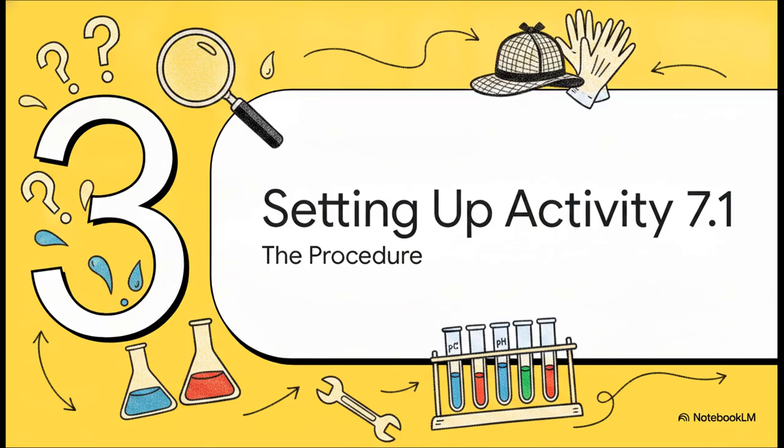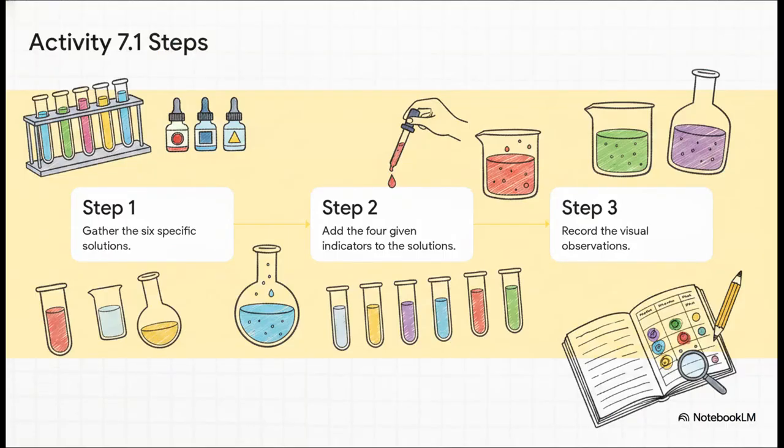Let's look at the actual procedure. If we distill that dense paragraph of instructions from page 195, we get these 3 super clean, actionable lab steps. First up, we gather our 6 specific solutions into separate test tubes. Second, we systematically add our 4 different indicators to samples of each. And third, arguably the most important step for any scientist, we carefully record what we see.